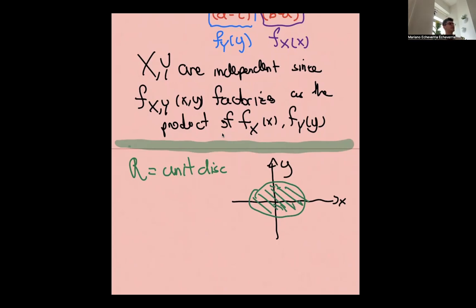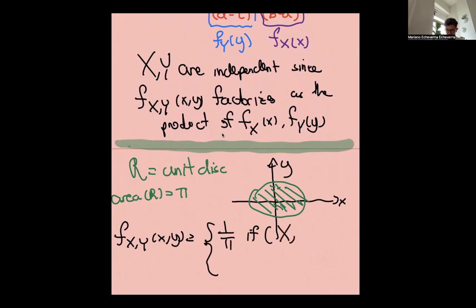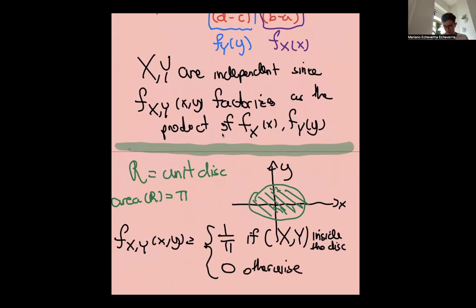Well, as you know, the area of the unit disk is just pi, because r squared equals 1, so the area is just pi. So the joint density is just 1 over pi if the point (x, y) belongs to the disk, is inside the disk, and 0 otherwise. Is that okay?